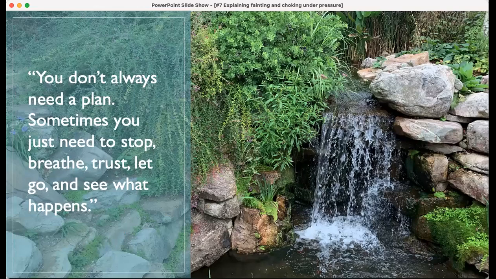So this is a view of a babbling brook at one of the horticulture gardens. You don't always need a plan. Sometimes you need to just stop, breathe, trust, and let go and see what happens.